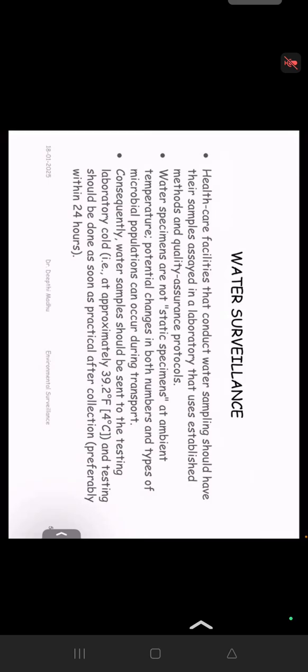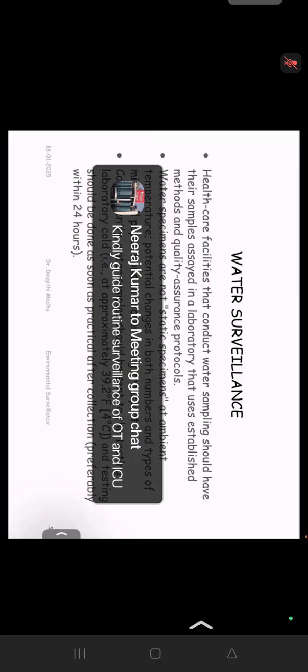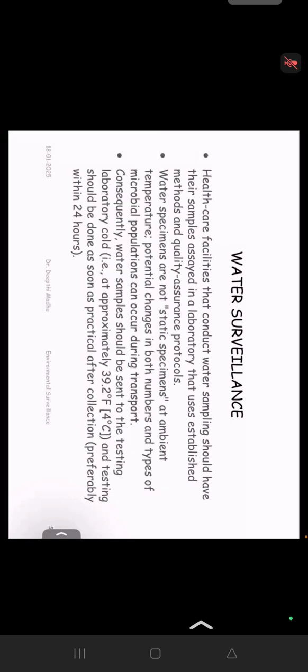Healthcare facilities that conduct water sampling should have their samples assayed in a laboratory that uses established methods and quality assurance protocols. Now, like I said before, most of the hospitals, even if their lab is NABL accredited, the scope would be medical testing. You can check your certificate also. So, for the water sampling and the report to make sense, it should have their samples assayed in a laboratory that uses established methods and quality assurance protocols for water testing.